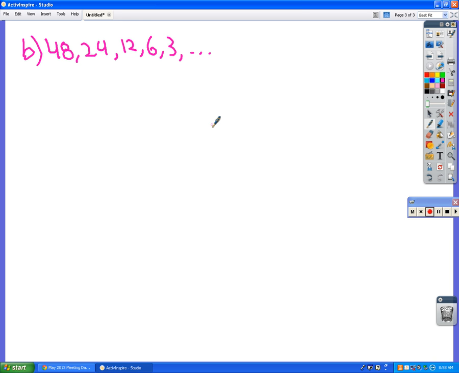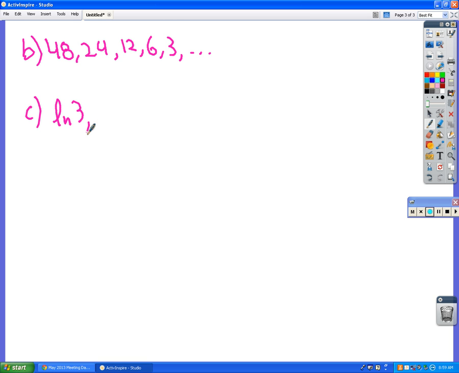Okay, arithmetic? No. Not arithmetic. Geometric. Yeah, geometry. We'll get to that in a second, but this is a geometric sequence because you're multiplying by the same thing every time. What are we multiplying by each time? 1/2. Okay? So we're not going to mess with that because we're not ready to talk about those yet.